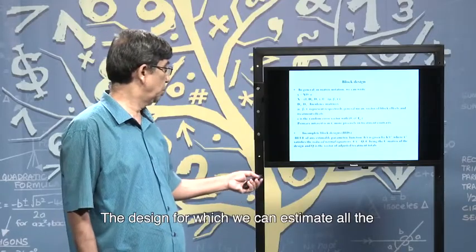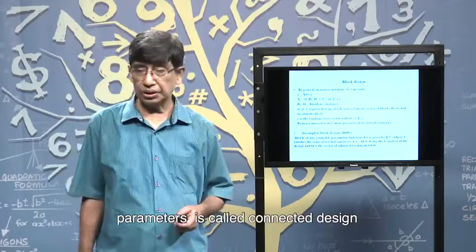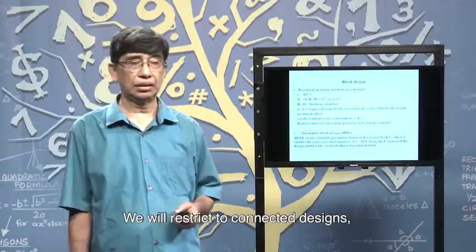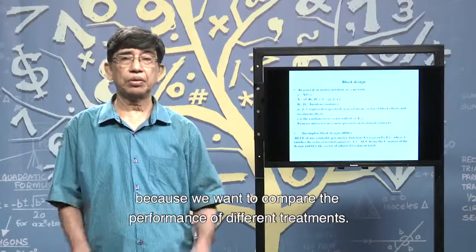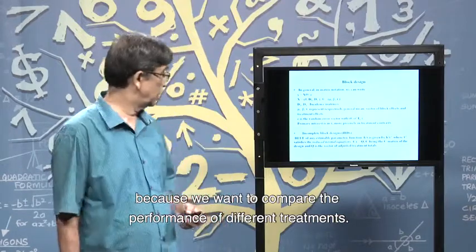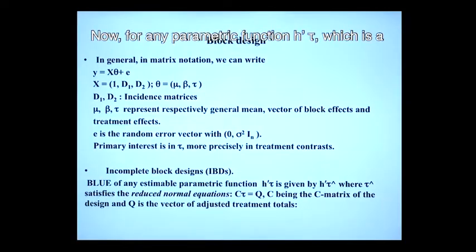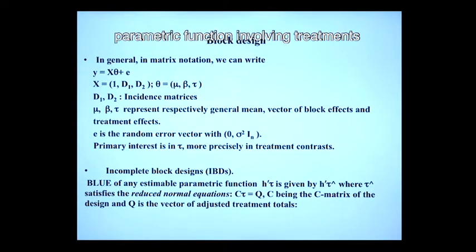A design for which we can estimate all the parameters is called a connected design. We will restrict to connected designs, because we want to compare the performance of the different treatments. Now, for any parametric function h prime tau, which is a parametric function involving treatments in which we are interested, the best linear unbiased estimator is h prime tau hat, where tau hat satisfies C tau hat equal to q.